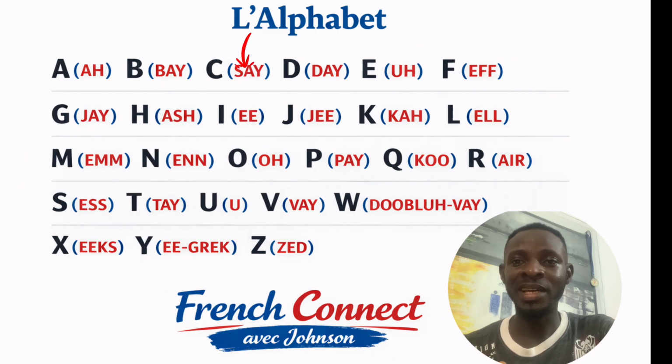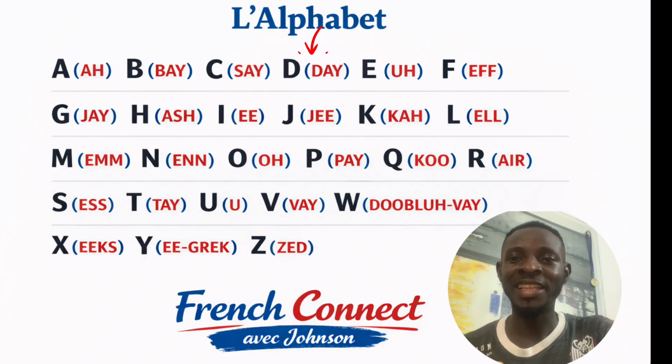We have letter D, which is pronounced D. D. Now we're moving on to the next. We have letter E. E. That's our letter E.